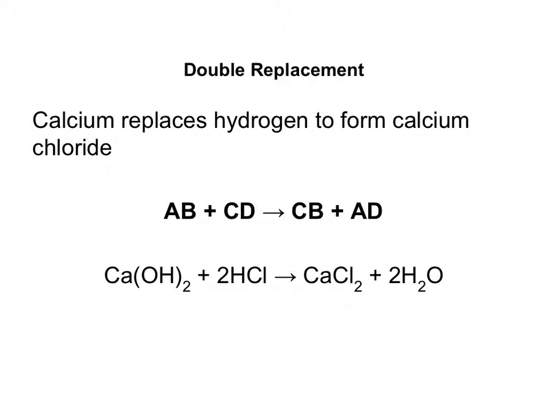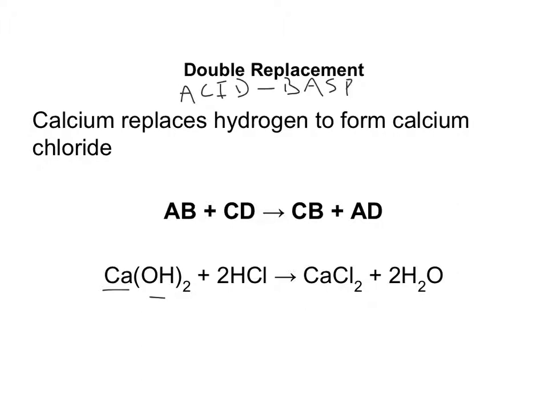So here's calcium hydroxide and hydrochloric acid. So this is actually an example not only of a double replacement reaction, but also of an acid-base reaction. Okay, and how do you know if it's an acid-base reaction?